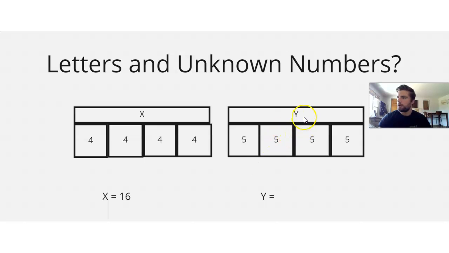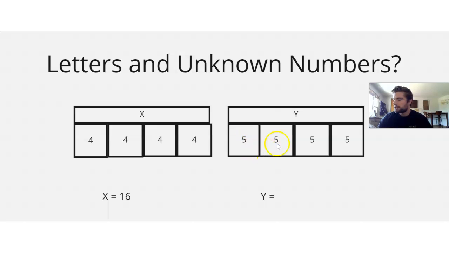Exactly. So our other one here is y. Now the letter has changed. It still means the same thing: a number that we want to know but don't know yet. So that y is our unknown number. Let's figure out what this y really means.